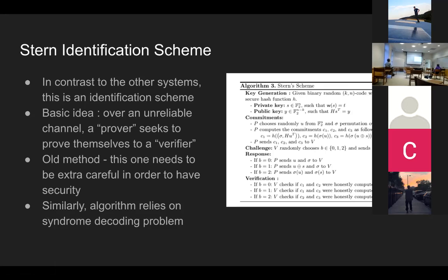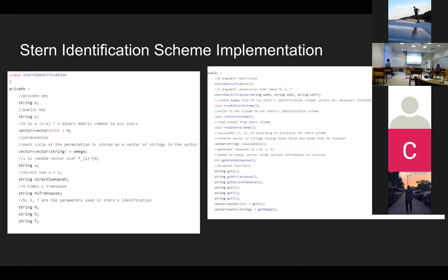In contrast to the other ones, this is an identification scheme, where the basic idea is that over an unreliable channel, one entity, called the prover, seeks to prove themselves to a verifier. The other ones are obviously digital signature algorithms, so this one needs to be changed a bit in order to adapt it to perform digital signatures. Likewise, this one also relies on the syndrome decoding problem, like the other two do as well.